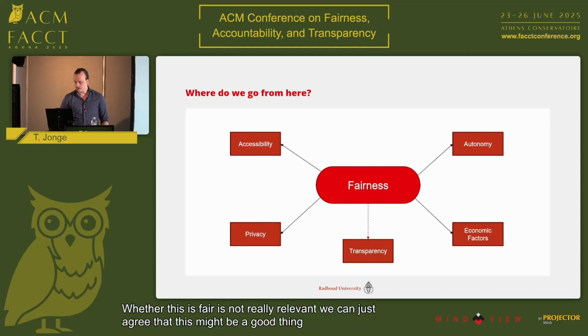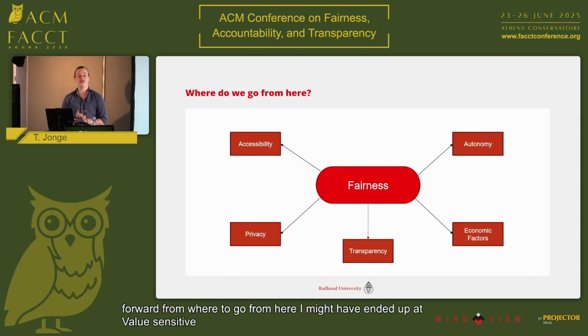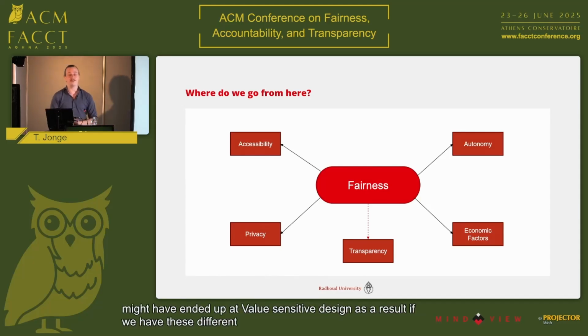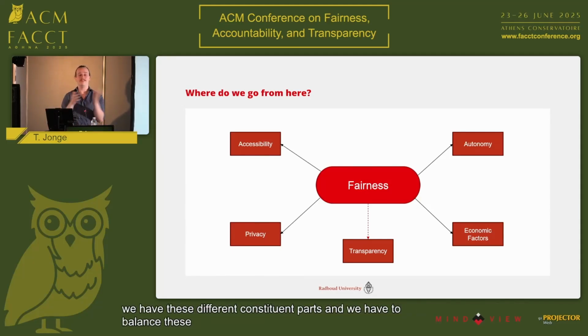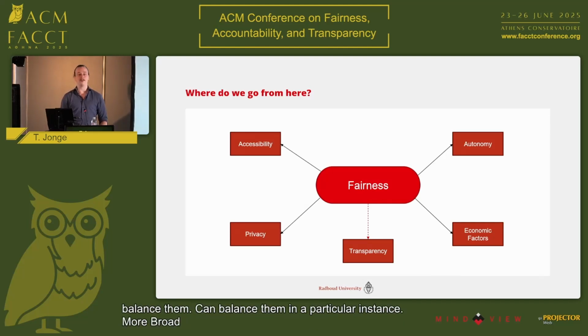So if we're looking forward from where to go from here, I might have ended up at value sensitive design as a result. If we have these different constituent parts and we have to balance these, it might be nice to just develop in the directions of these different values and see how we can balance them in a particular instance. More broadly, we can also look at practical problems and try to solve those practical problems rather than try to appeal to some gold standard where it's not clear who is being served by that gold standard.